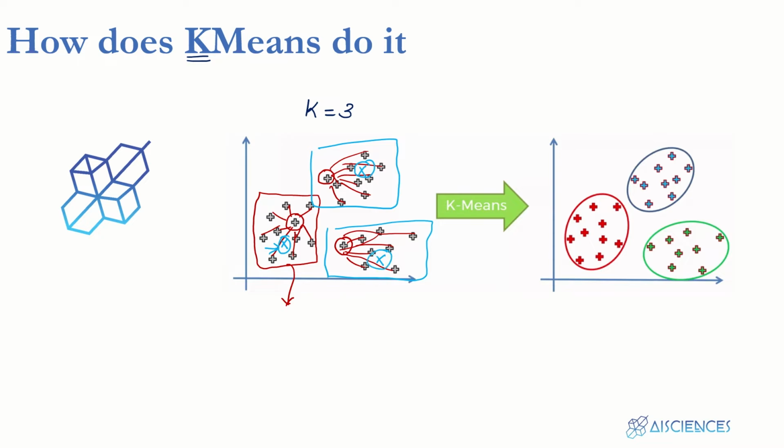Once you have better or best representative points, then clustering is just one step, because then for each data point, you compute its distance from all the centers or centroids, and then just assign it to the one which is closest to it. So that's how K-means does it.